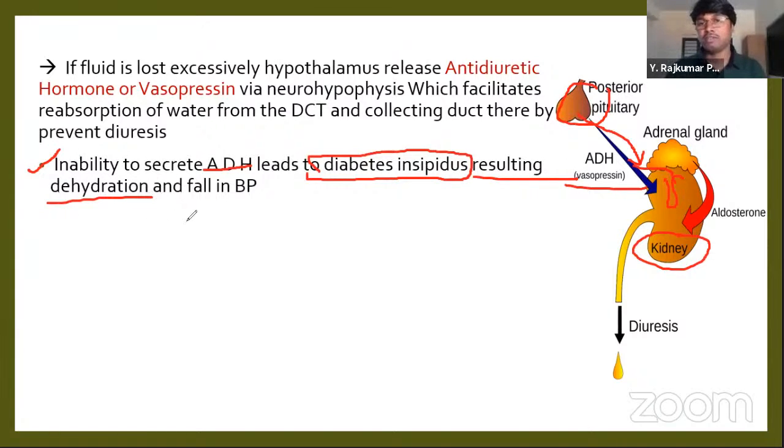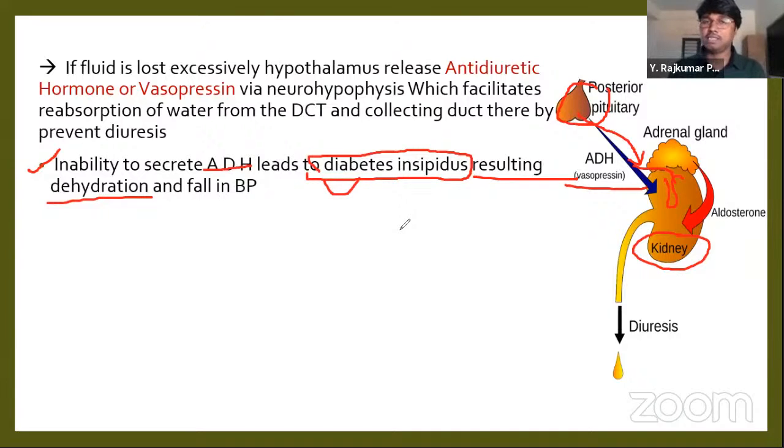Dehydration means removal of water from the body. Because of urinating several times in a day, our body water content will be lost. So this disease is called diabetes insipidus. It is different from diabetes mellitus.